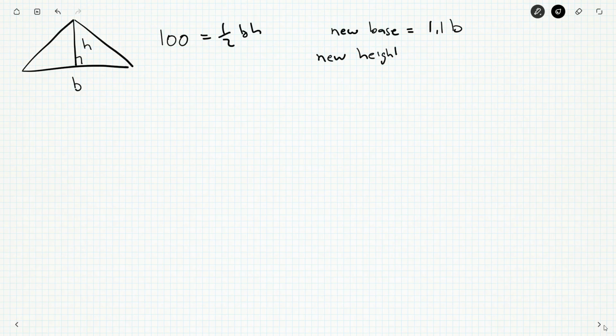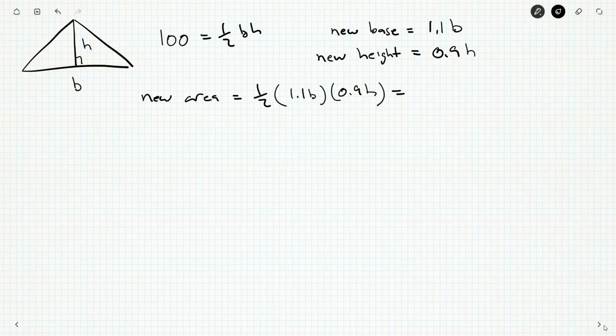We also get a new altitude, or new height. It's 10% less than the old one, h. I don't know what h is, but I do know my new height is 10% less than, or 90% of, or 0.9 times h, the old height. So our new triangle's area is 1/2 times the new base, times the new height, which I now have in terms of the old base and old height. So I can pull out 1.1, I can pull out 0.9, and what I'm left with is 1/2 BH. I know exactly what that is.